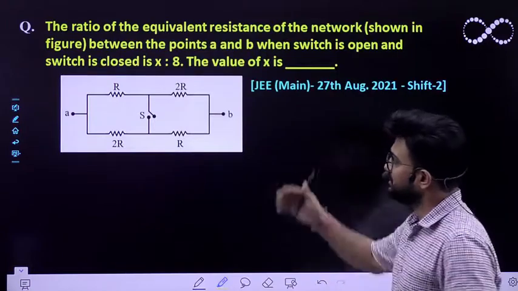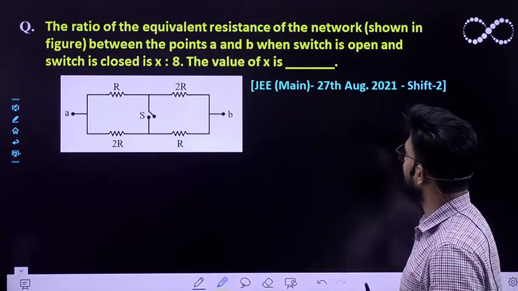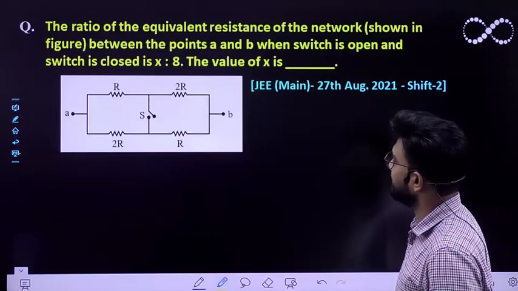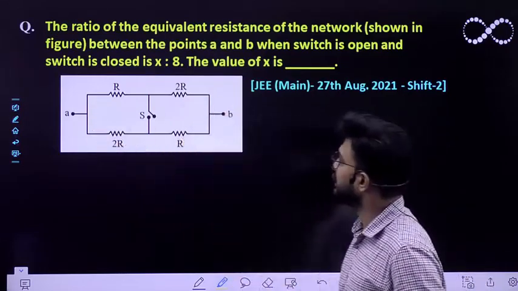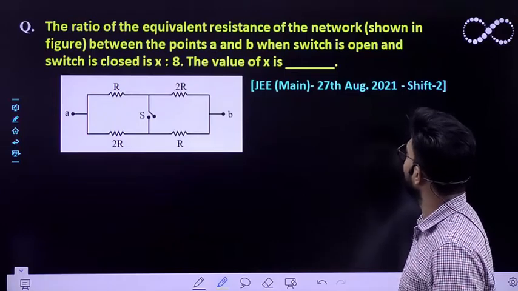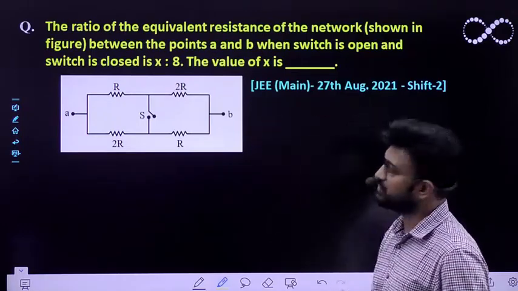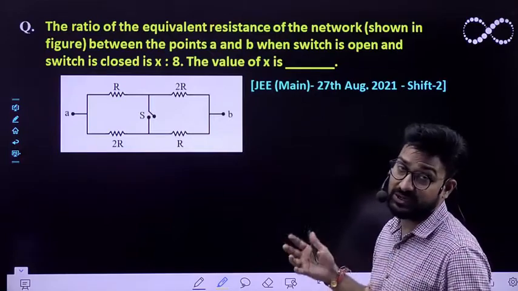Question says, the ratio of equivalent resistance of the network shown in the figure between the points A and B. So these are the 2 points, A and B. When switch is open and switch is closed is X by 8, which has been given to you. So we need to find out the value of X.